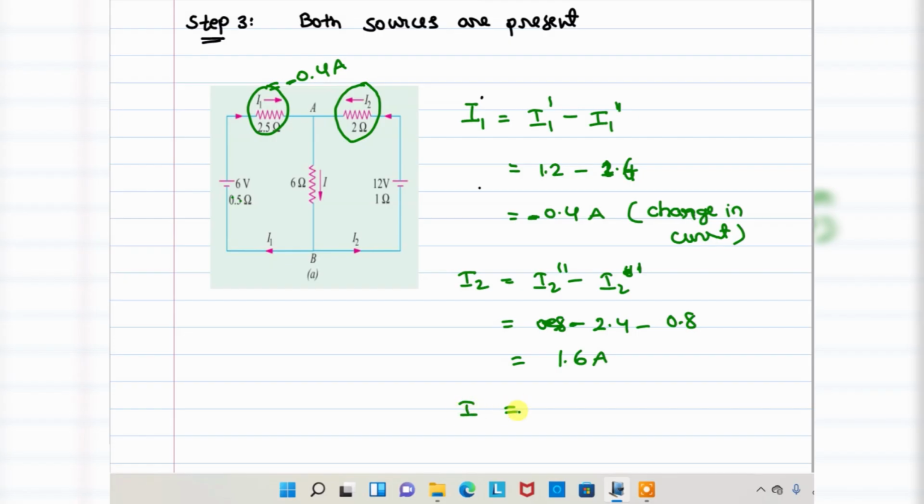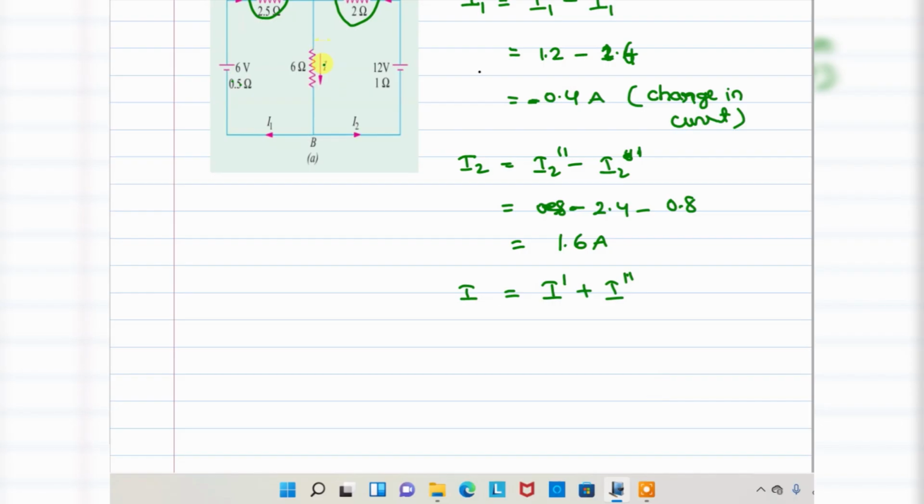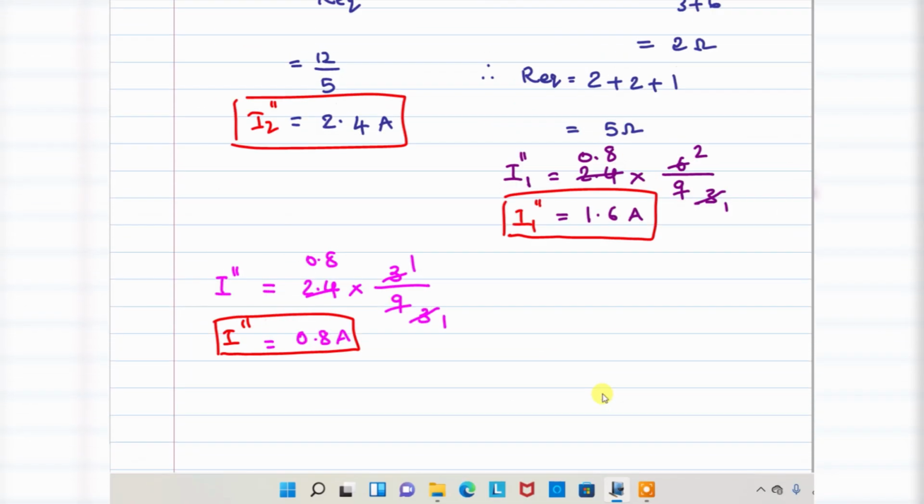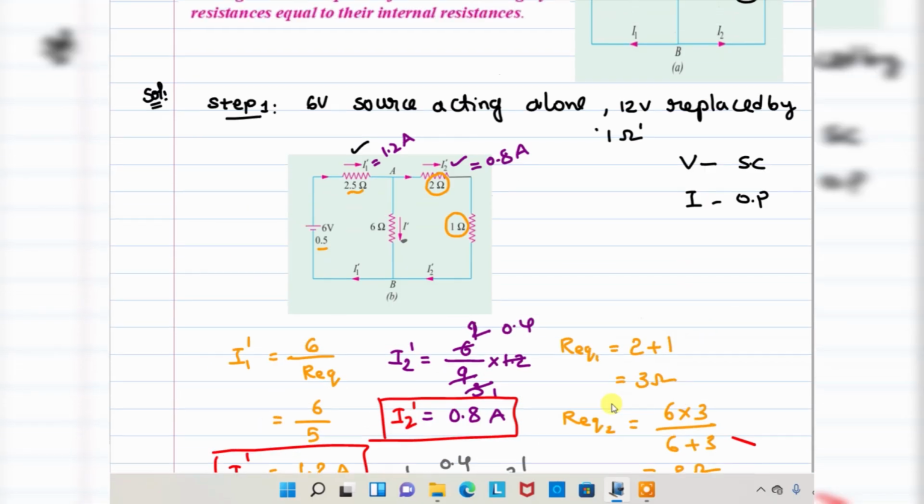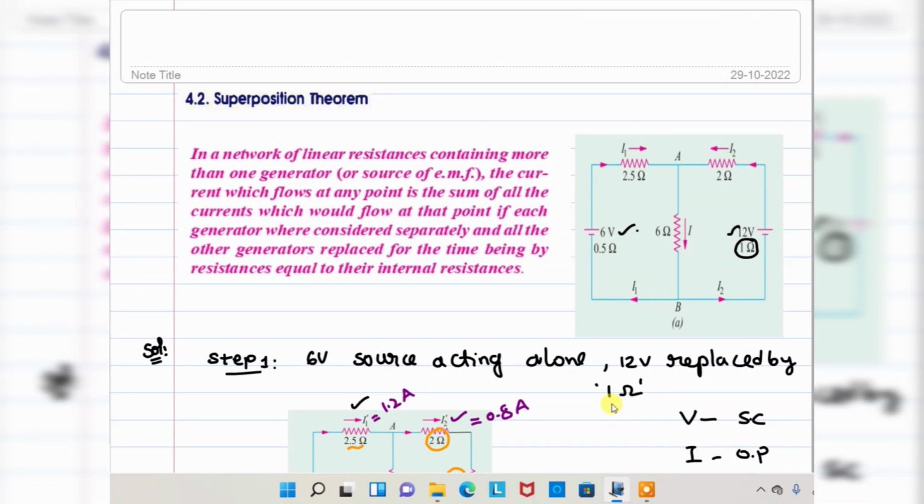Lastly, I is equal to I prime plus I double prime. Both the directions are the same. So I prime is 0.4, I double prime is 0.8, that is equivalent to 1.2 amperes. This is the solution for this problem. For your understanding, I explained the entire superposition theorem with the help of this example. I hope you enjoyed the class.